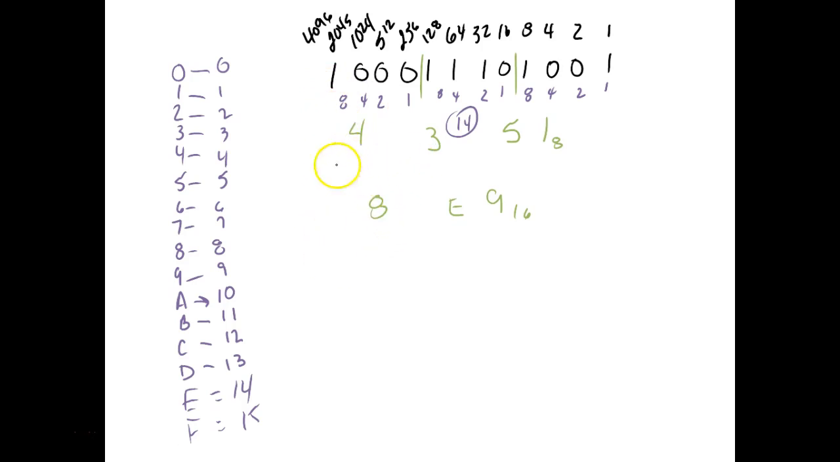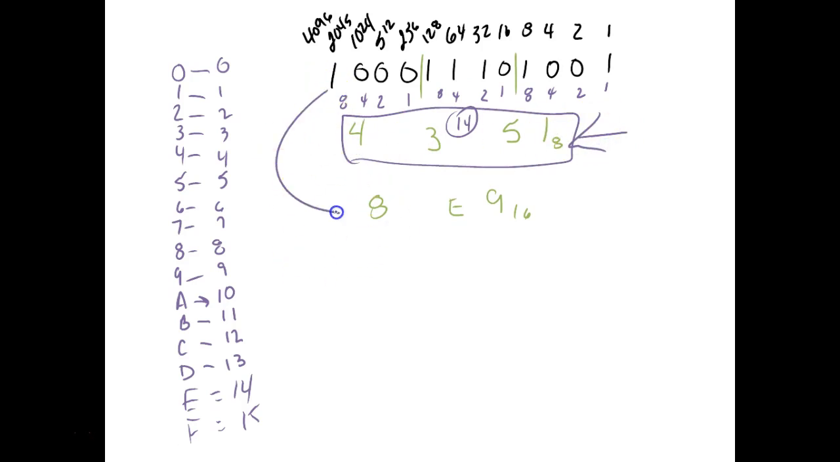This is octal. That's what we're through with this. We're working on this one now. So that would be the pattern represented in octal. So 4, 3, 5, 1 would be that binary number represented in octal. 8, E, 9 would be that number represented in hexadecimal.